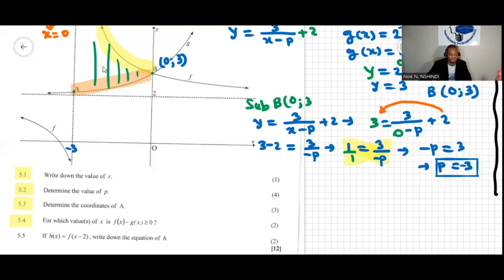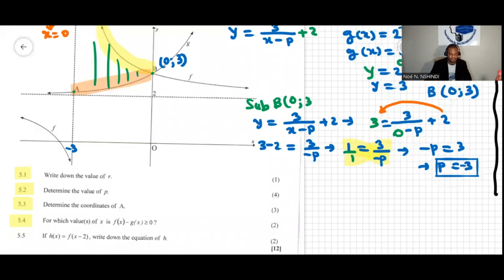Now we can see it is positive only in this part. So the interval over which it is more than 0, which is positive, is from this point to that other point. Okay, so from -3 to 0. So over here, from -3 lesser than or equal to x, lesser than or equal to 0. So in this interval.